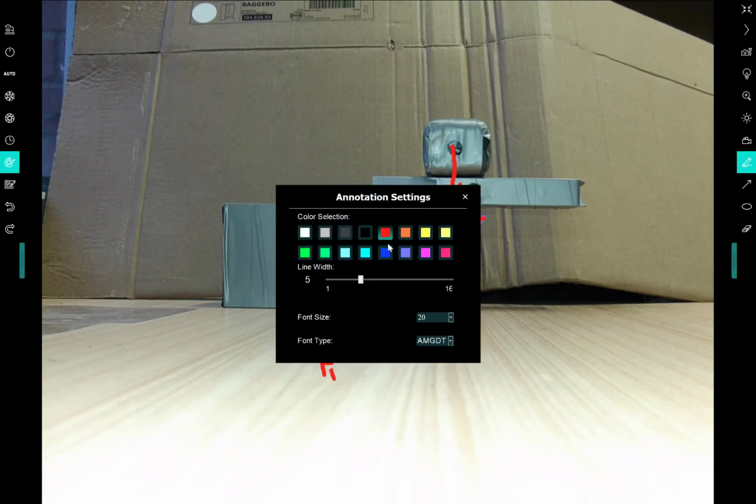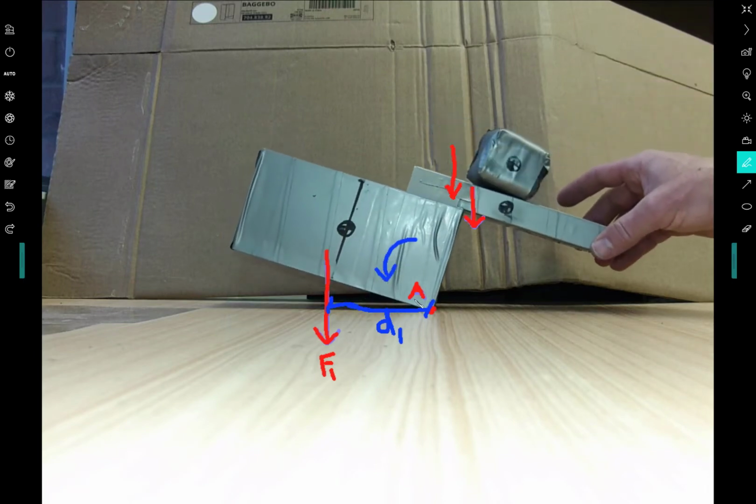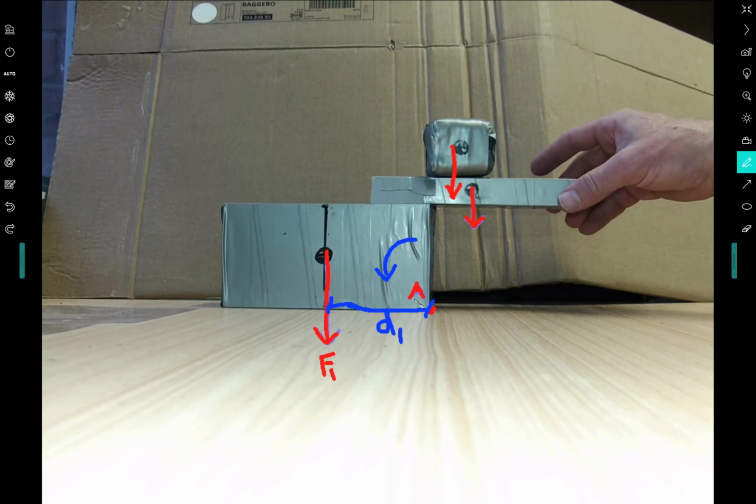This might be D1, so the lever arm 1. And so what we're going to find is that this is called a restoring moment. So the moment from that, it wants to go this way. If it was going to topple over, it would go the other way. Okay, it would rotate the other way.